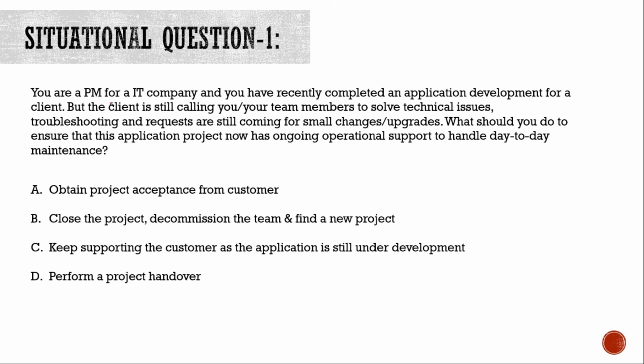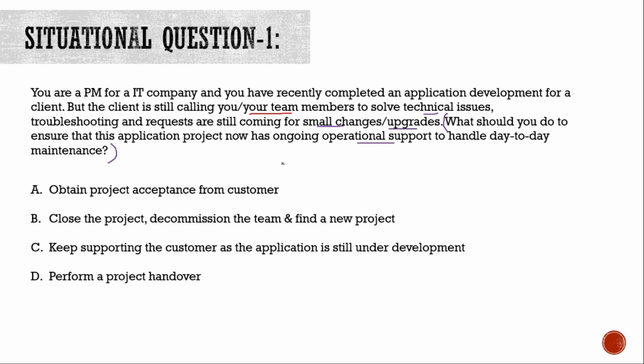So let's read the question. It is stating that you are a project manager for an IT company and you have recently completed an application development for a client, but the client is still calling you and your team members to solve technical issues, and troubleshooting requests are coming as well as some change requests. And what should you do to ensure that this application project now has ongoing operational support? So if you see the stem of this question, it is a type 1 question, which talks about mostly what should you do as a project manager. Okay. Now we have completed step 2. We have categorized the question as a type 1 question. Now we will move on to step 3, which talks about start eliminating options using the ideal project manager framework.